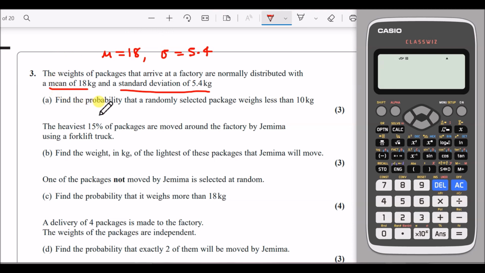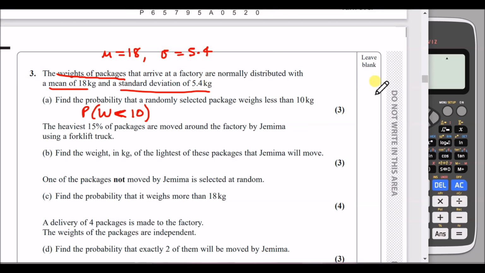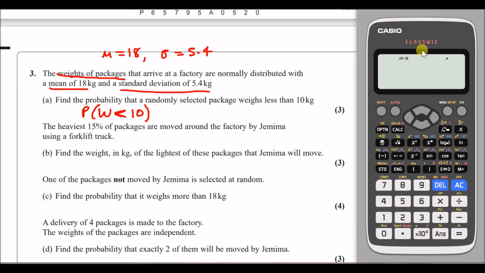Now A, find the probability that a randomly selected package weighs less than 10. So in probability terms, this is the probability that the weight, let's call it the weight of packages, W, is less than 10. Now, how we're going to use a calculator for this one. So this is the part we're going to show you. So first things first, when you open up your Casio calculator, we want to go ahead and press the menu setup button. And we're going to scroll right down to number 7, where it says distribution. So press enter on distribution.